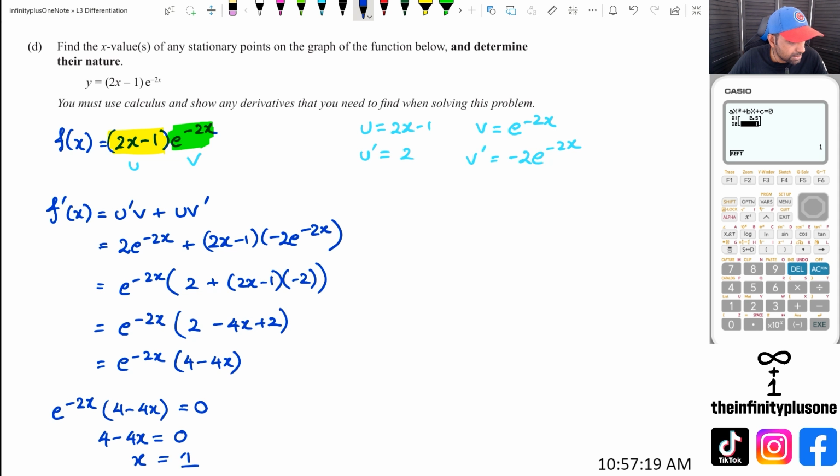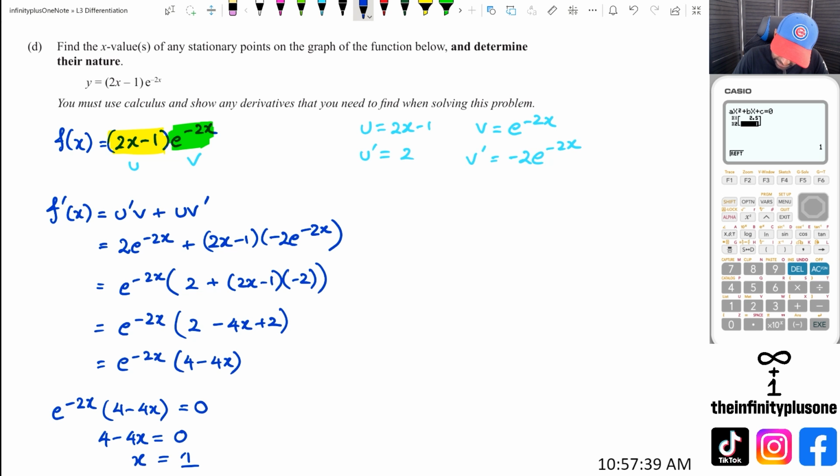So I've got x is equal to 1, which is a stationary point. Now I need to figure out whether this is going to be a max or a min. So to do that, I need to find f double dash of x, and then I'm going to substitute 1 in there to try and figure out what's happening in that point.